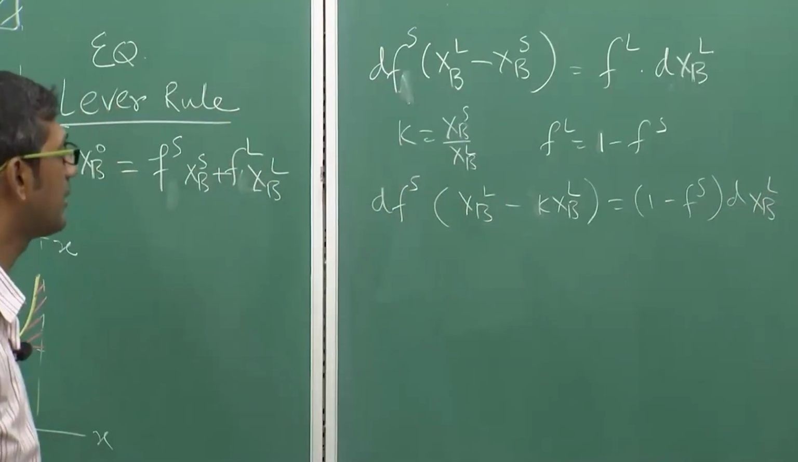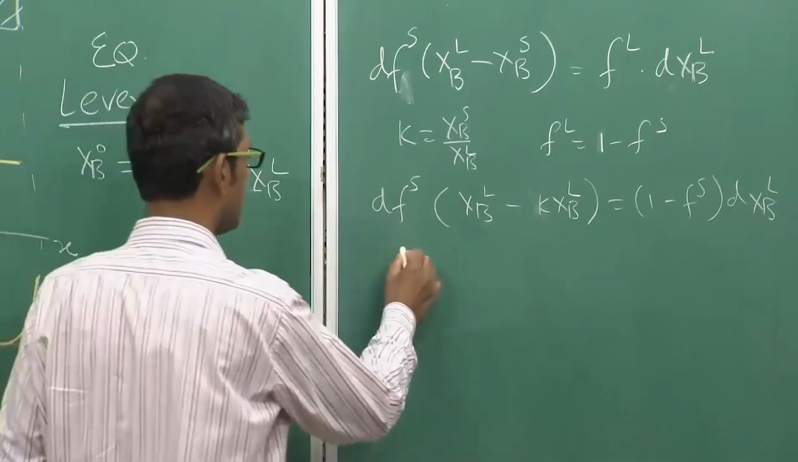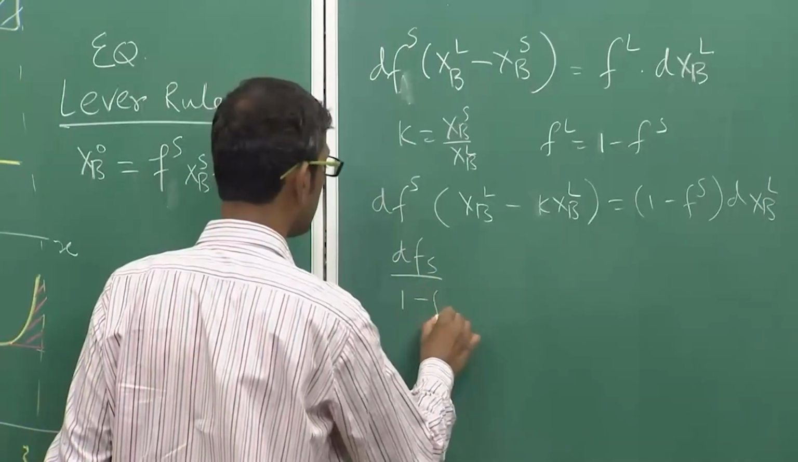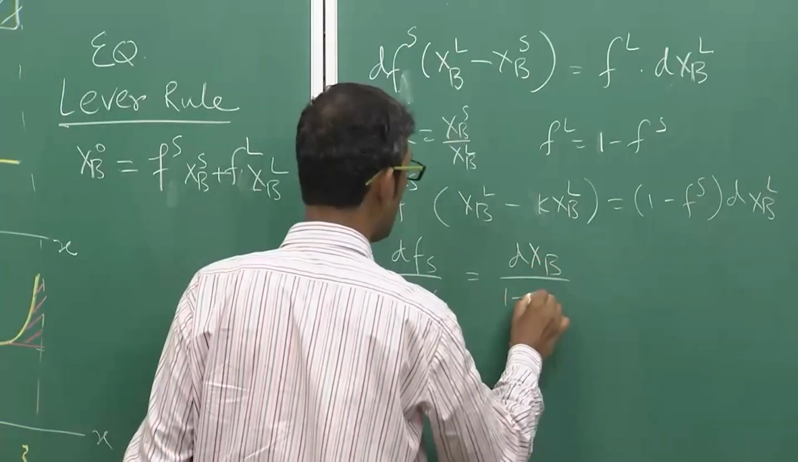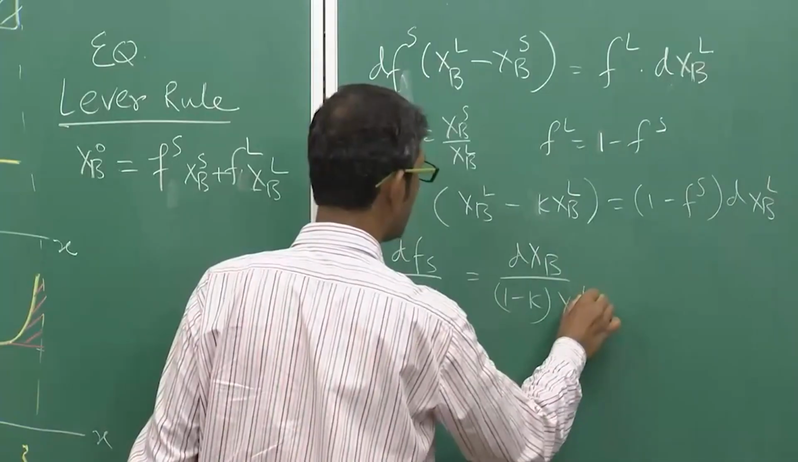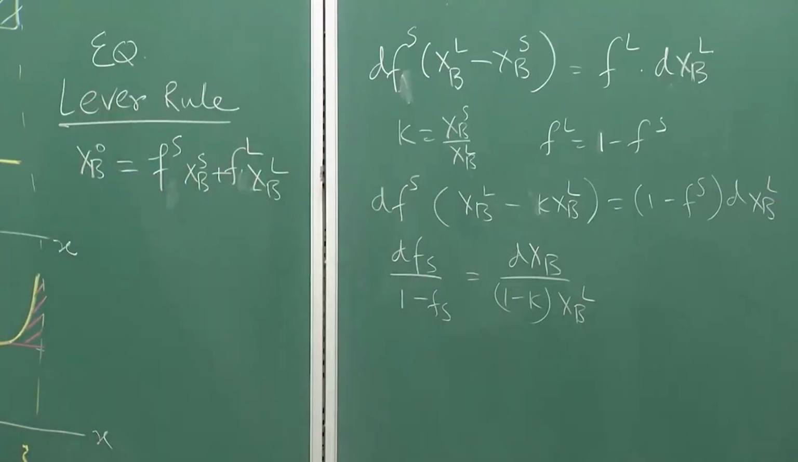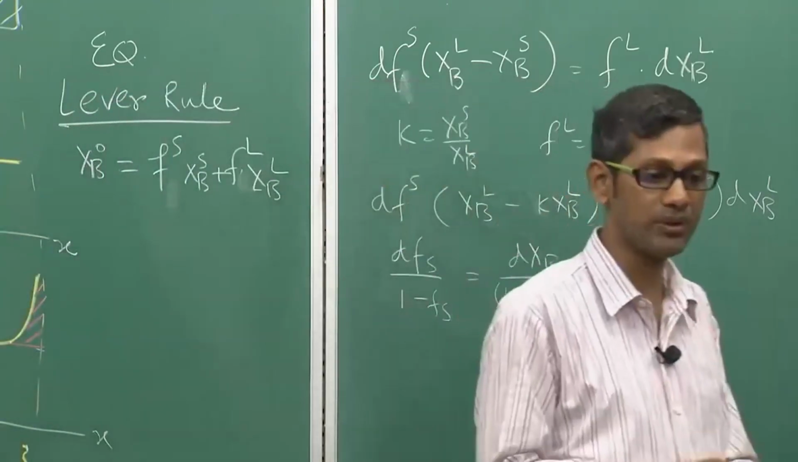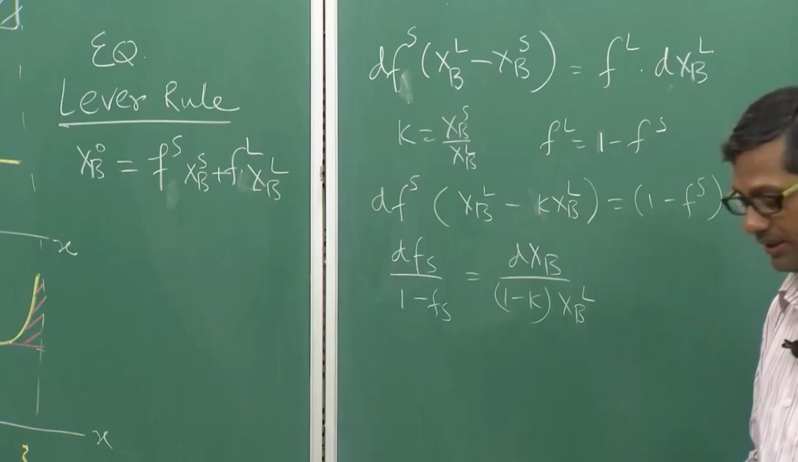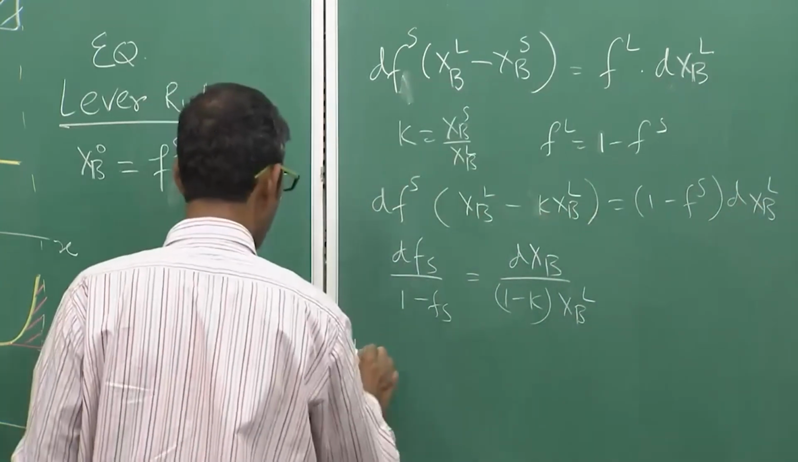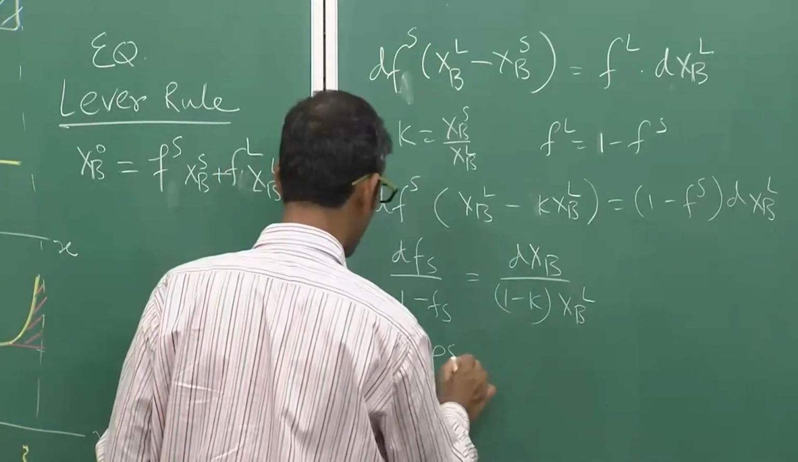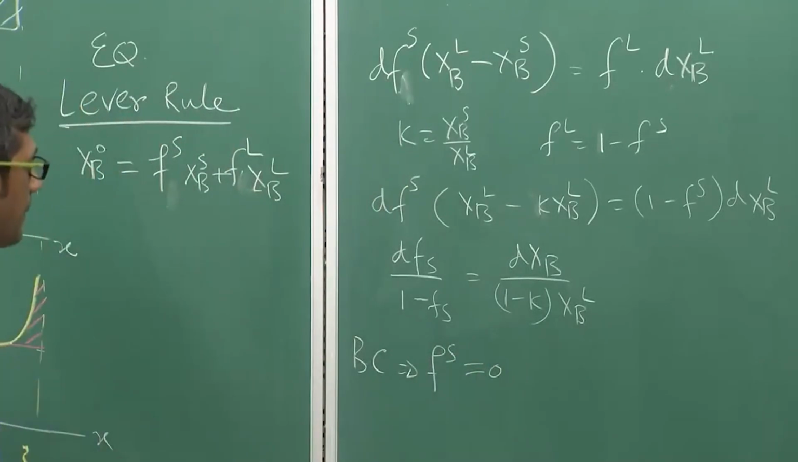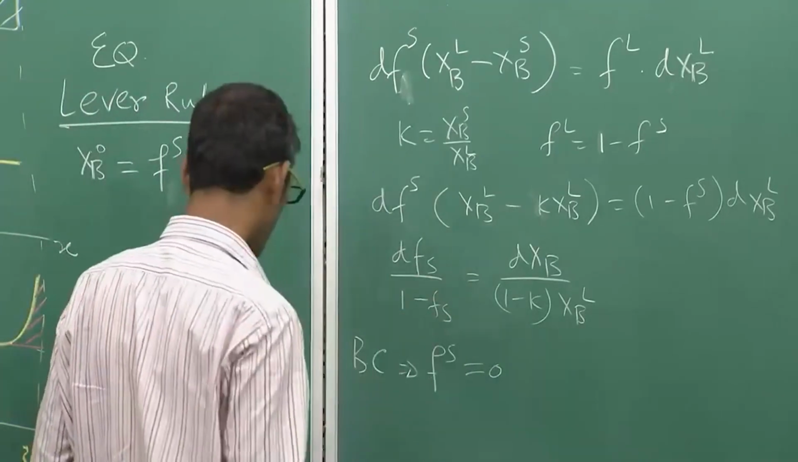So, you get a very nice differential equation. Now we can integrate: dFS over 1 minus FS equals dXBL over (1 minus K) XBL. That is my differential equation, the solute balance basically. I will not integrate it fully, you should do it yourself. I will simply write down the boundary condition. The boundary condition here is that when FS equals 0, that means there is no solid.